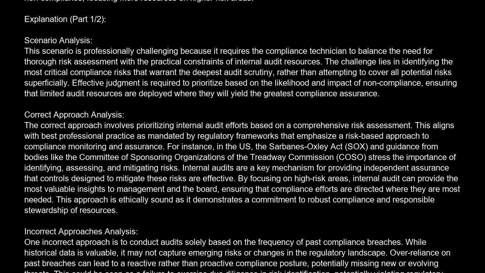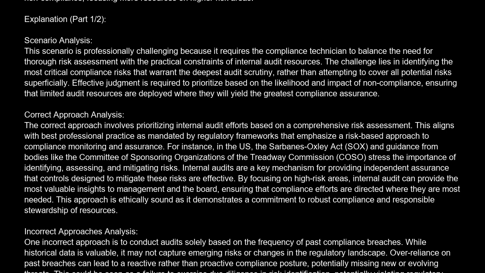This scenario is professionally challenging because it requires the compliance technician to balance the need for thorough risk assessment with the practical constraints of internal audit resources. The challenge lies in identifying the most critical compliance risks that warrant the deepest audit scrutiny, rather than attempting to cover all potential risks superficially. Effective judgment is required to prioritize based on the likelihood and impact of noncompliance, ensuring that limited audit resources are deployed where they will yield the greatest compliance assurance.